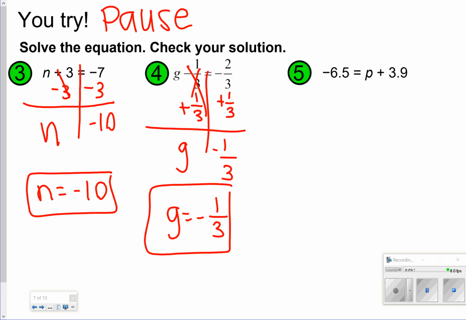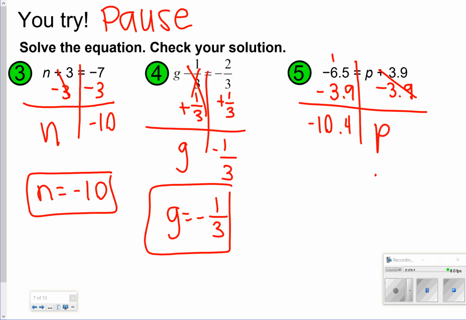And then number 5 on this page, I see a plus 3.9 with our variable. So I'm going to subtract 3.9. And just because I'm subtracting doesn't mean I'm going to subtract from this other number. Because both of them are negative, I'm actually going to add them together. Same signs, add and keep. So 5 plus 9 will give me 14. 6 plus 3 is 9, plus another one is 10. So p is equal to negative 10.4. Okay?